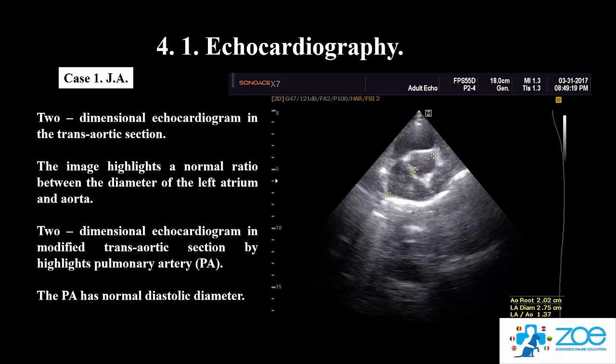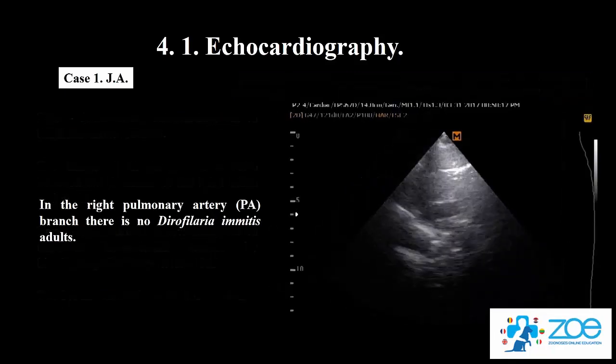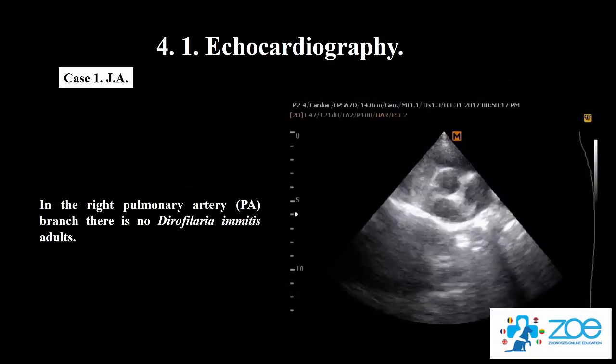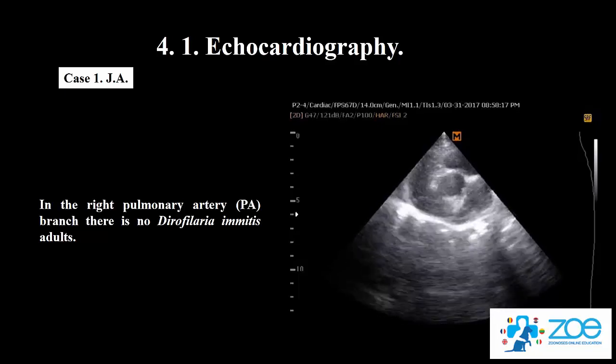The image highlights a normal ratio between the diameter of the left atrium and aorta. Two-dimensional echocardiogram in modified transaortic section highlights pulmonary artery. The PA has normal diastolic diameter. In the right pulmonary artery branch, there are no Dirofilaria immitis adults.